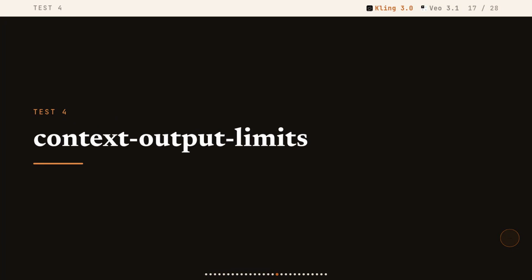Test 4. Context and output limits. A solo creator trying to produce a 2-minute product story needs to know whether their tool can actually chain clips together into a coherent narrative, or whether they're going to hit a wall at 15 seconds and start stitching things together in post, and that manual work has a real cost in time and quality.